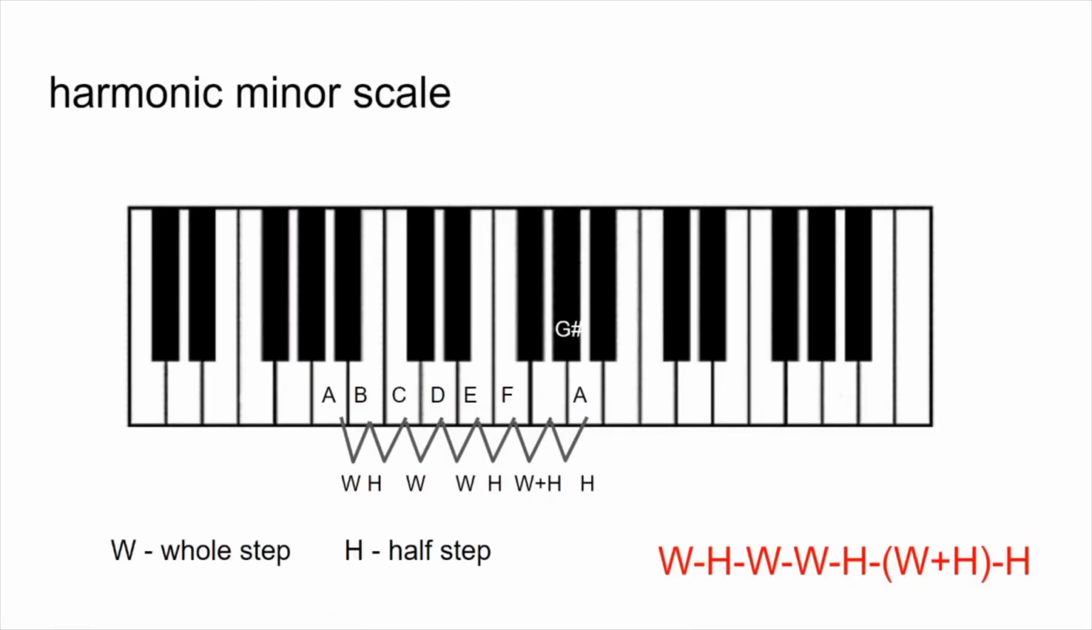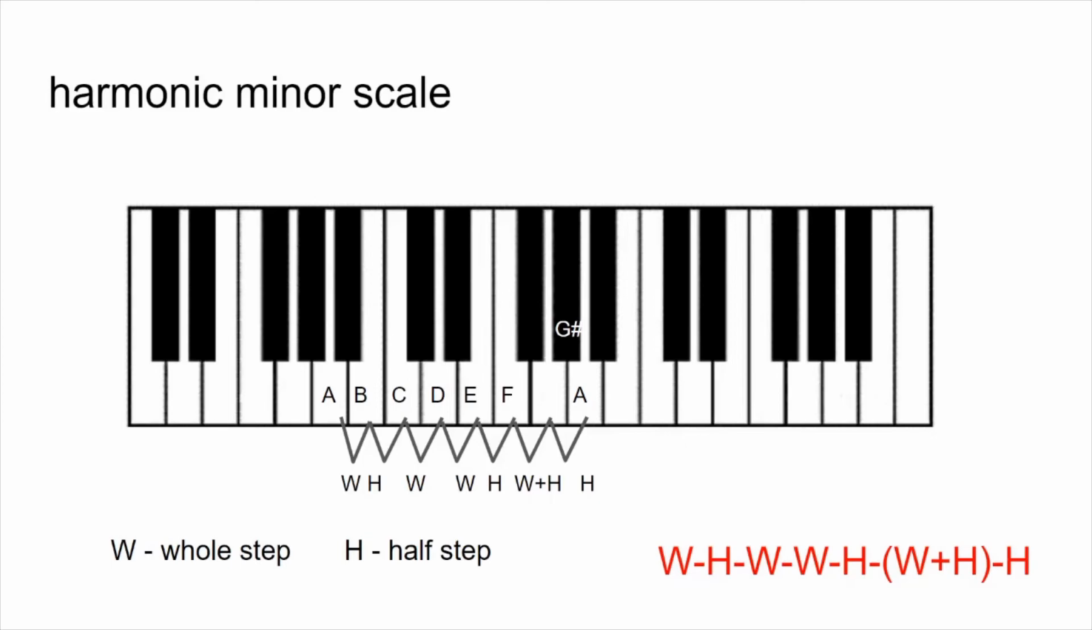Now there's another type of scale, and it's called the harmonic minor scale. And it's very similar to a minor scale, but there's one difference. The 7th note has been raised 1/2 step. So normally in the A minor scale, you would see a G natural, but this time there's a G sharp.